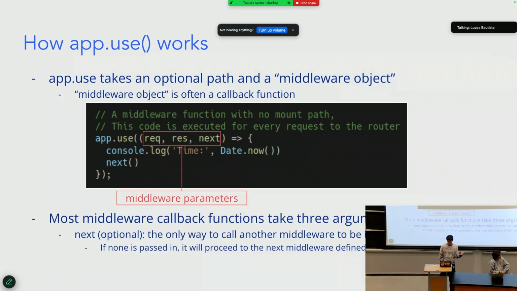The next parameter, which is optional, represents the next middleware function that needs to be called. If you only have one middleware passed in, then you don't actually need this next parameter. Otherwise, the req and the res are pretty similar to what req and res are for app.get, for example. The req represents the incoming request, and the res represents how you send the result back. Here, we're not using any of the parameters. We're just going to log the time whenever any request comes in.